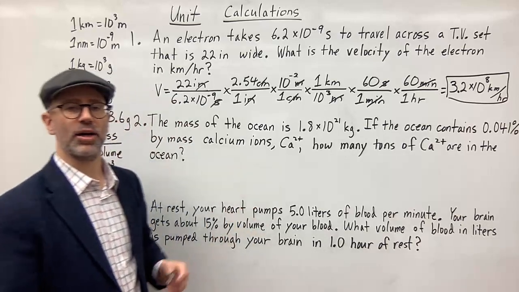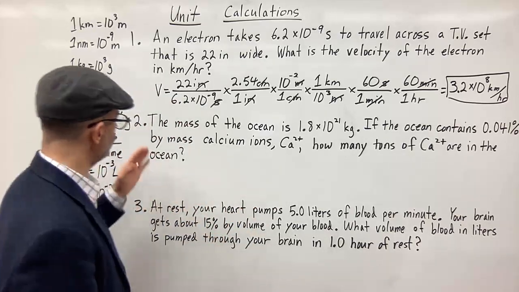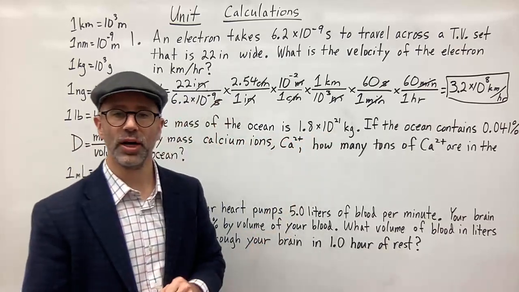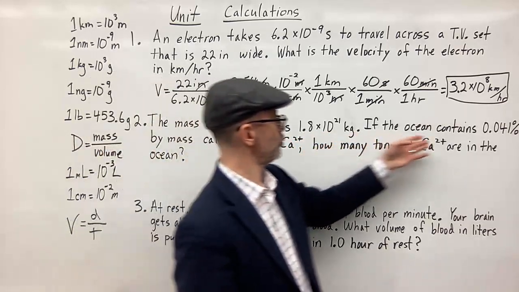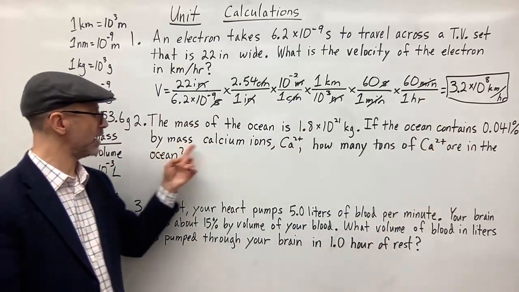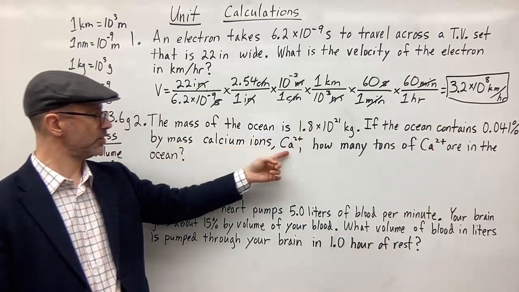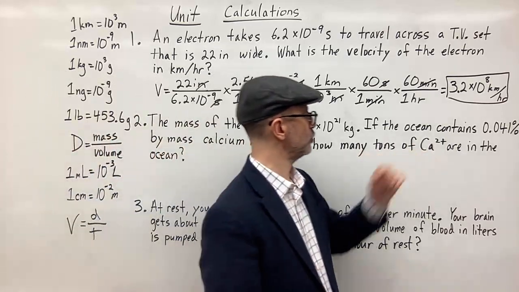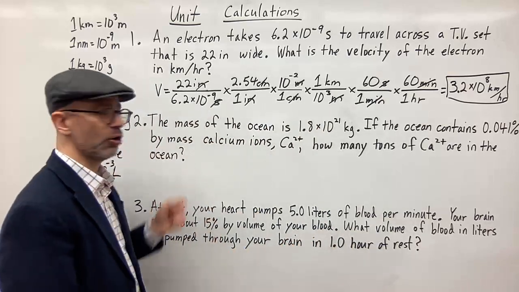Okay, what about number 2? So the mass of the ocean is 1.8 times 10 to the 21 kilograms. If the ocean contains 0.041% by mass calcium ions, Ca2+, how many tons of calcium 2 plus are in the ocean?